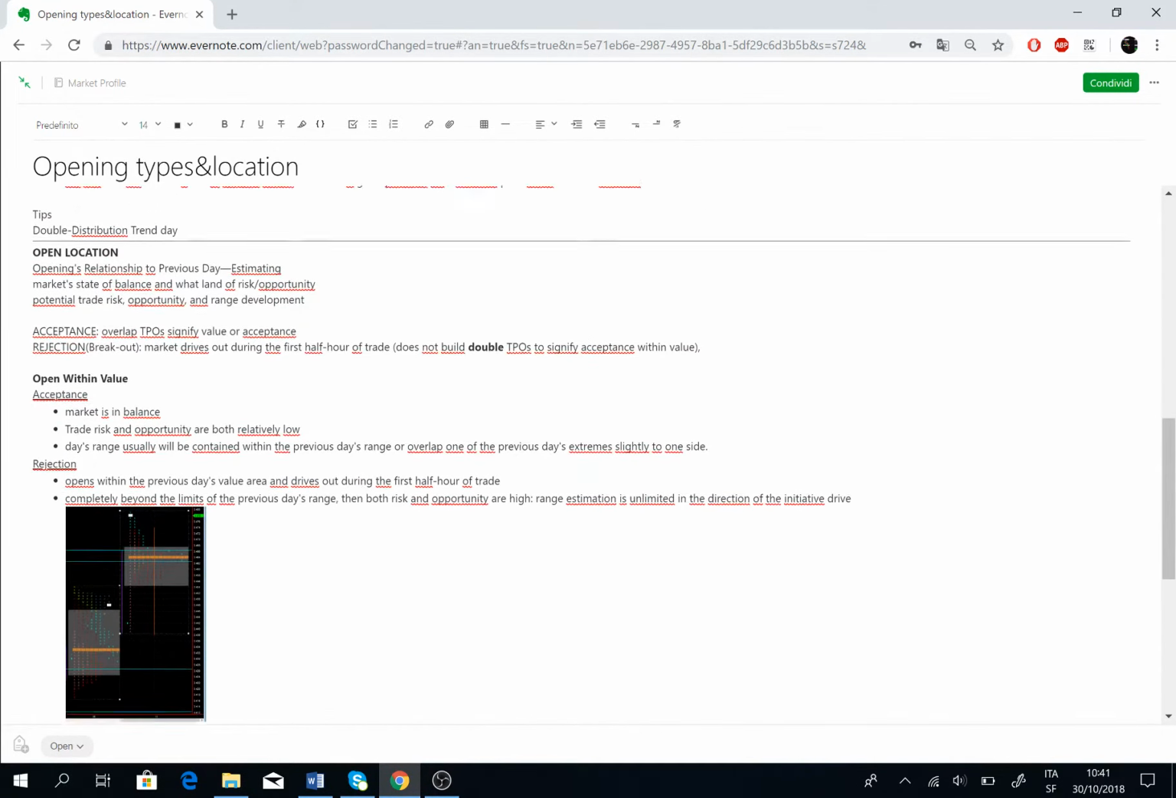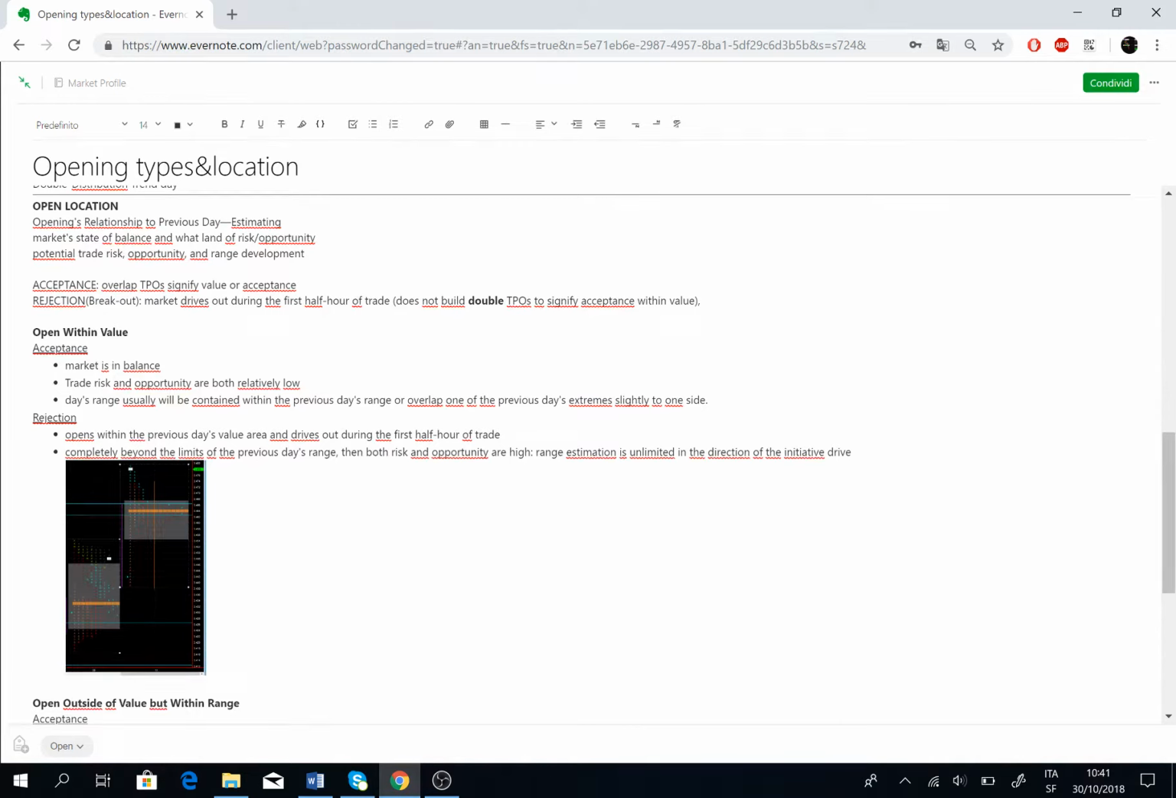Opening location is where the market opens in comparison with the previous day, and it's important because it gives you an estimation of what to expect for the day and the market state of balance, and what the risks and opportunities are related to the day you are expecting to see: the potential trade risk, opportunity, and also range development if we can apply it.